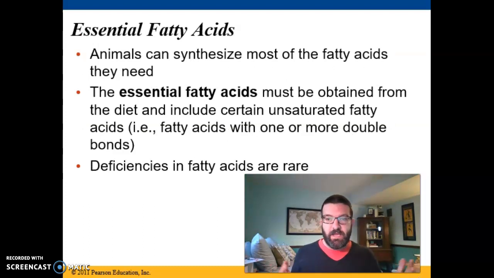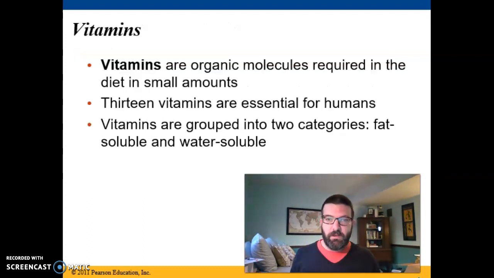And your essential fatty acids are omega-3s and omega-6s, things that you will often find on the packages of food. They'll say, all your essential fatty acids, right? Most of your fatty acids are not essential. You can produce them yourselves, but there are some that you need to consume. And deficiencies in these are pretty rare, right? We eat plenty of fat generally in our diets.